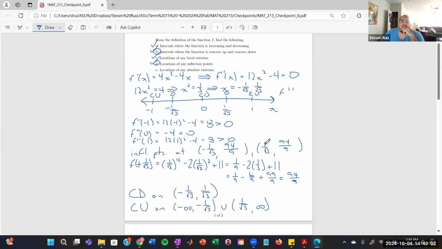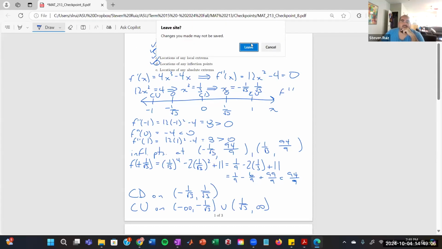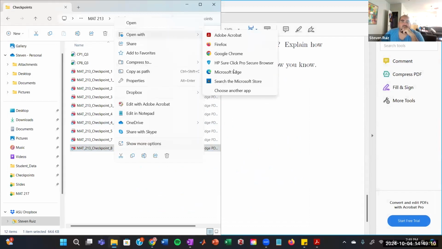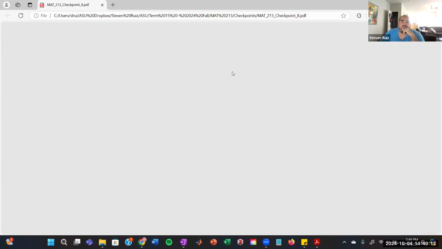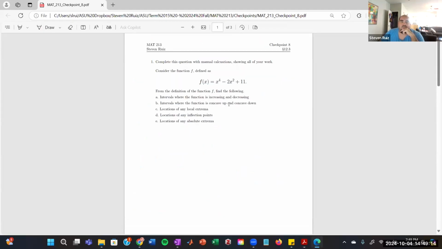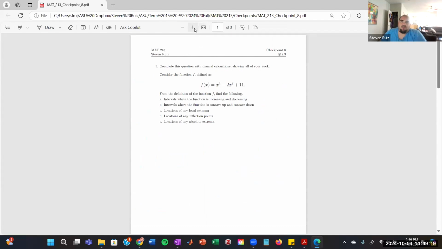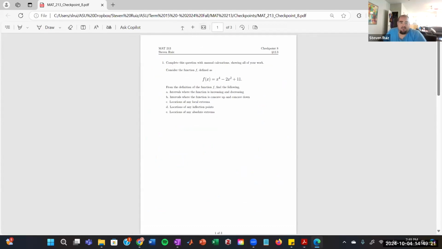The last thing we have is locations of any absolute extrema. So we're going to do the clumsy drop out of this thing again. Open with the stunningly useful Microsoft Edge. All right, where are the absolute extrema? So let's try to find those. And notice I have not given you an interval for this. I'm looking at the function over all the real numbers. So the absolute extrema, I'm going to go back to the first derivative test because that is going to tell me where these things might be.